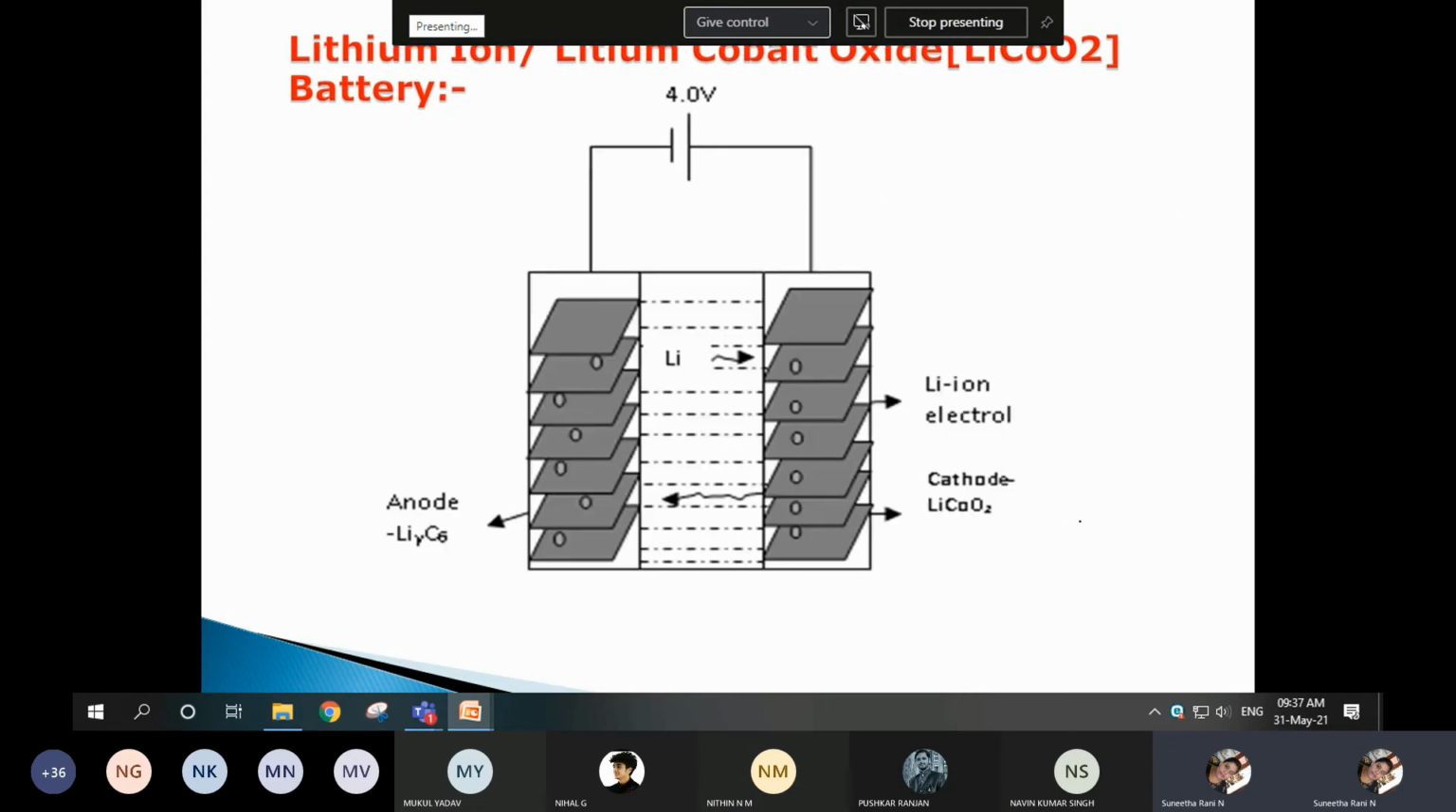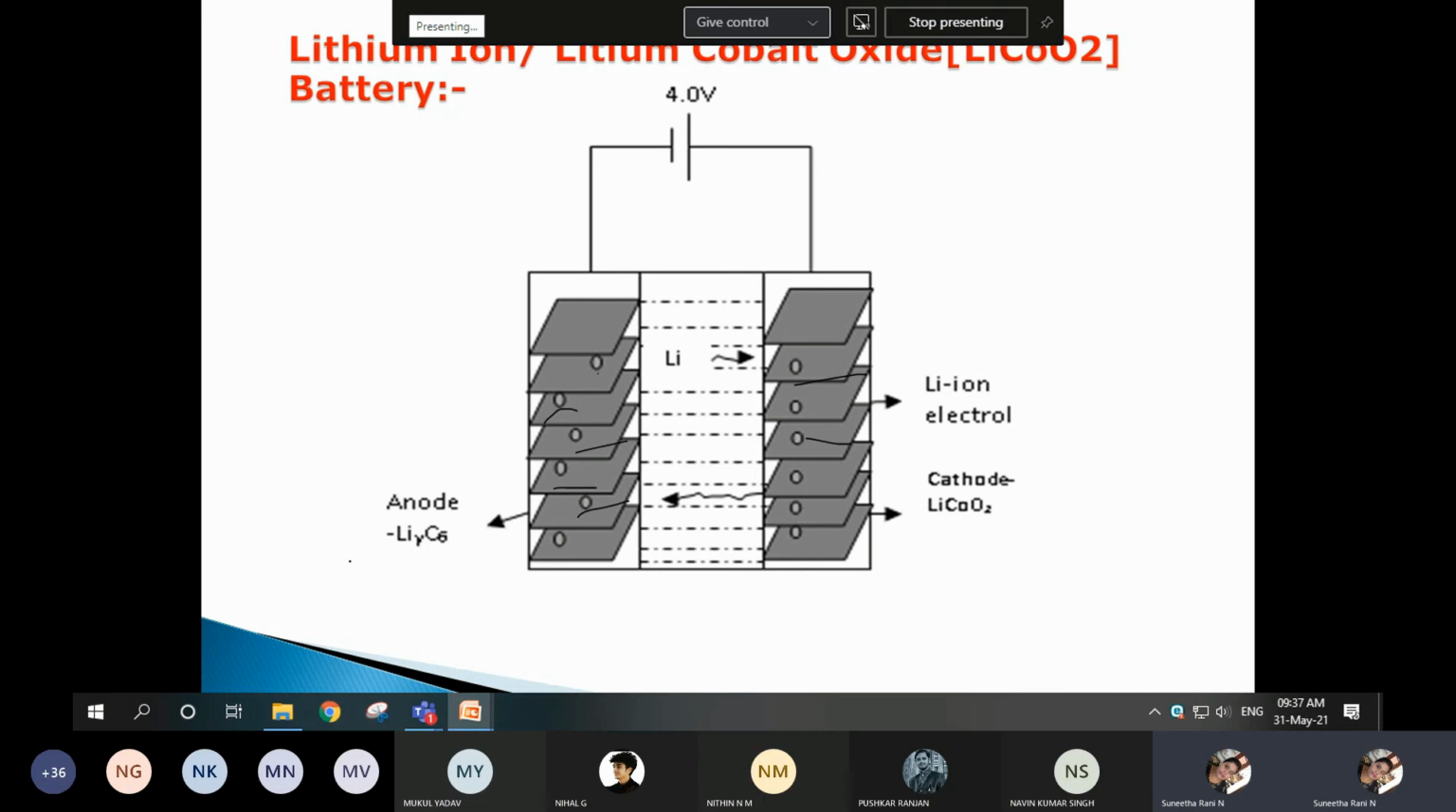How it is distributed, we'll see. So this is the lithium battery. Here you can see the plates. The plates are carbon. One acts as an anode and the other plate acts as a cathode. So what happens at these plates? You can see the oval shapes, these are electrons. These are lithium ion electrodes.